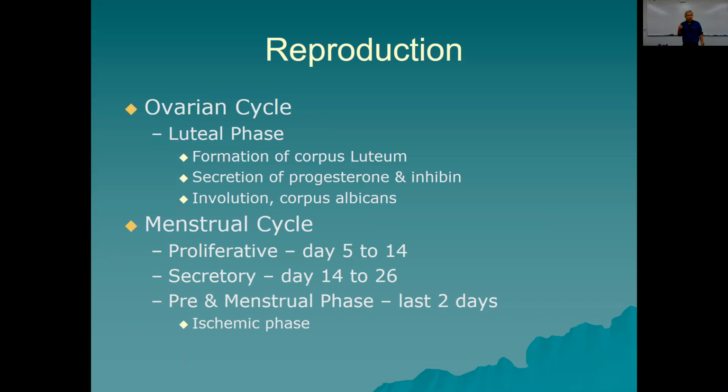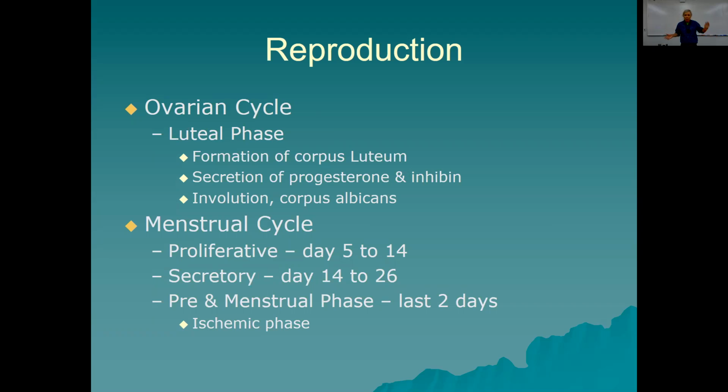And this is really a period of angiogenesis, making lots and lots of blood vessels. These are called spiral arteries, and they're unique to the lining of the uterus. And it gets really, really engorged with blood. I think that's why it's called secretory. And this is under the influence of progesterone. Progesterone does this.